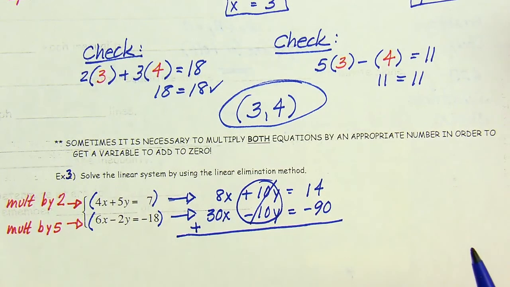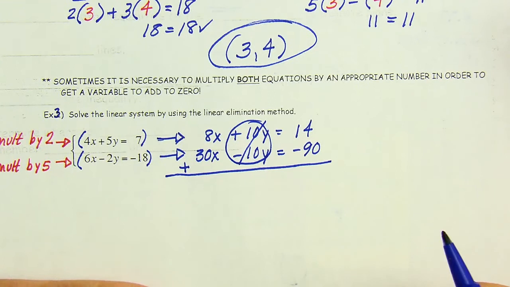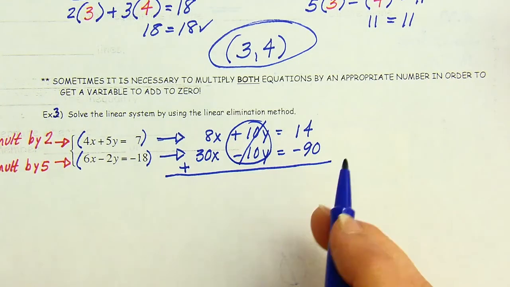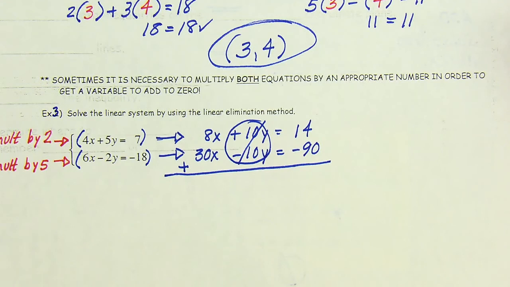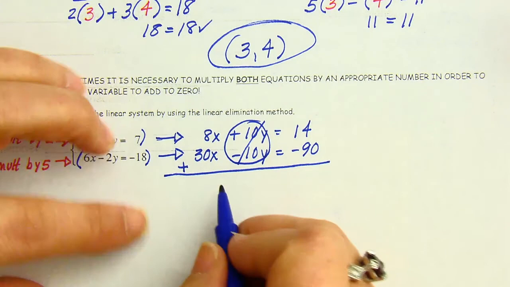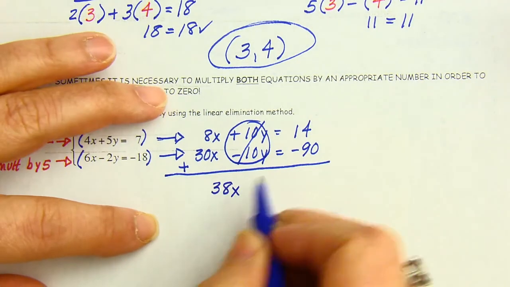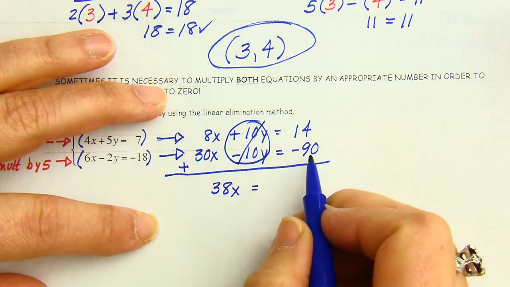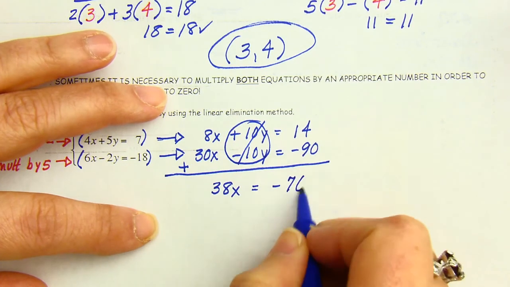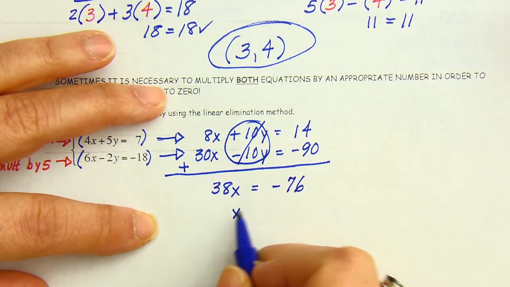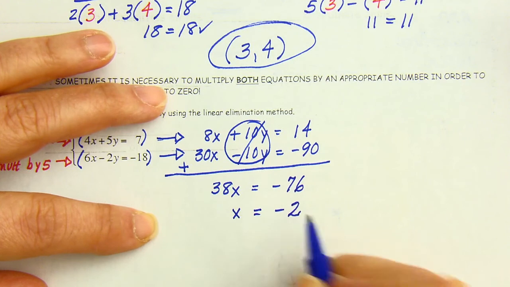Put my tally bar, and now I'm going to add from top to bottom. Please do it this way. Don't be doing some funky moving off to the side. Just keep your equation solving here organized the way I show you how to do it. And this is 38x equals the difference between 90 and 14 is 76, and of course it would be negative. And when I divide, I see that x is negative 2.